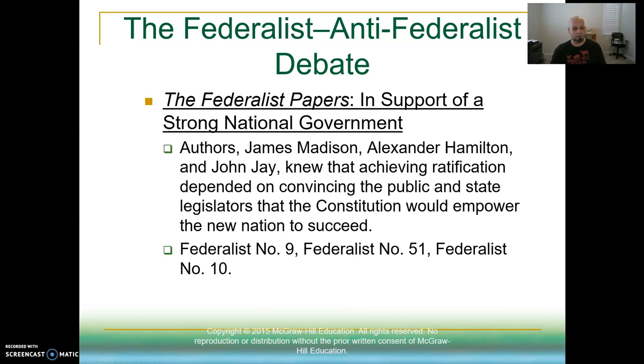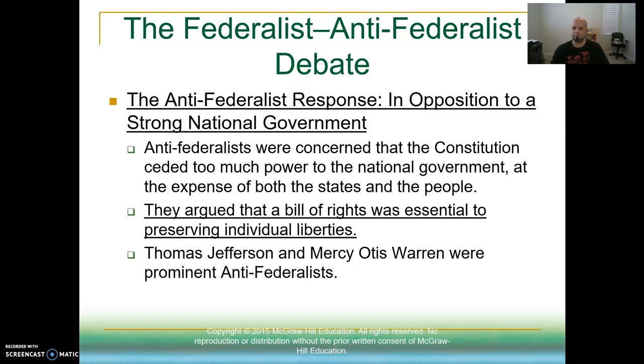They're kind of boring, but I was a poli-sci major, so I had to read all of them. And that's the Federalist Papers. They were written to convince the people to vote for the new government. Okay. On the other side, we have the anti-federalists.